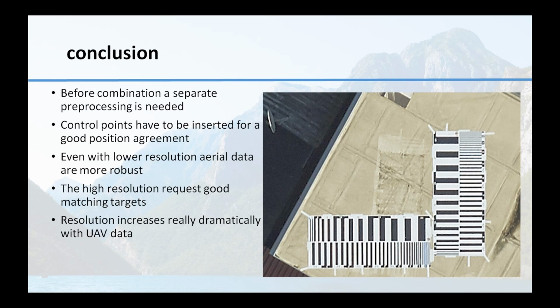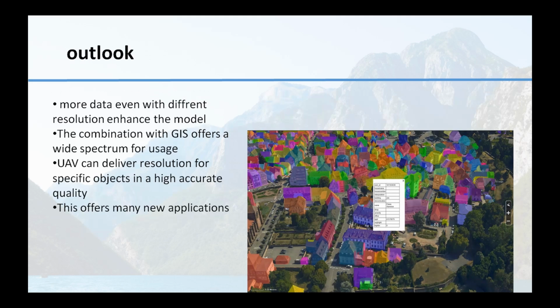Conclusion. Before we combine the different data sets, a separate pre-processing is needed. Control points have to be inserted for a good position agreement. And even the lower resolution aerial data are more robust and more stable because of the constant overlap, sidelap, and the precise GNSS INS, and you have a wider area to place ground control points. The high resolution data, when you have sometimes just a small part of the facade captured with the image, needs good matching targets. So sometimes it's good to have also some bit lower resolution images to get a good, let's say, point matching. And the resolution, of course, increases really dramatically with UAV data.